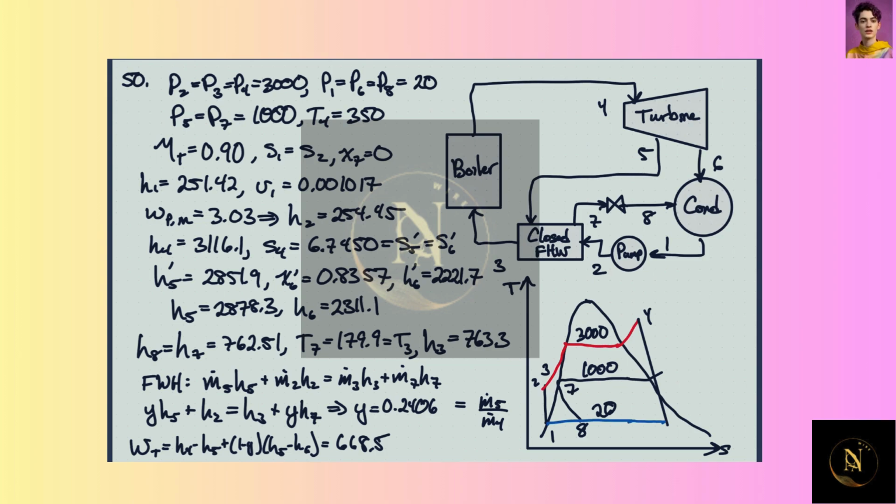In this problem, we are going to look at the plant that we had in the previous case, but now we're going to assume that we have an isentropic efficiency in the turbine of 90%. So this is no longer a vertical line. We have a slope here because we have an increase in entropy as we go through the turbine.